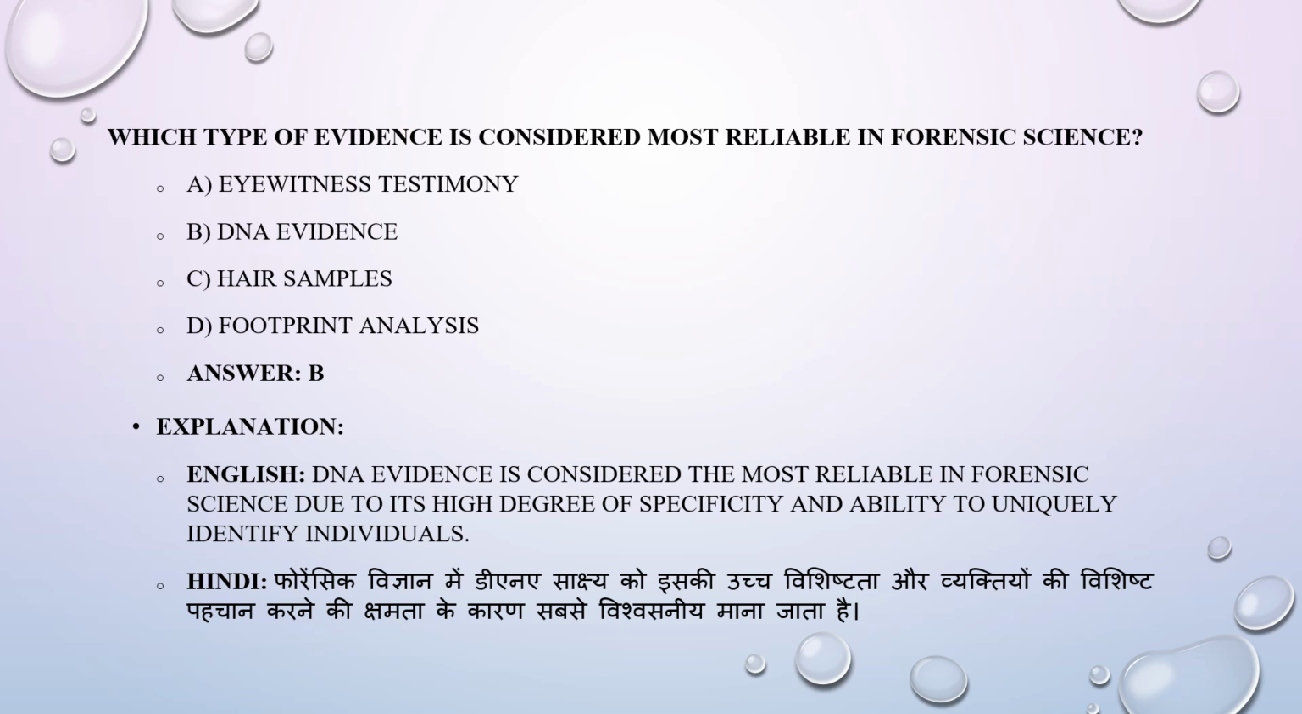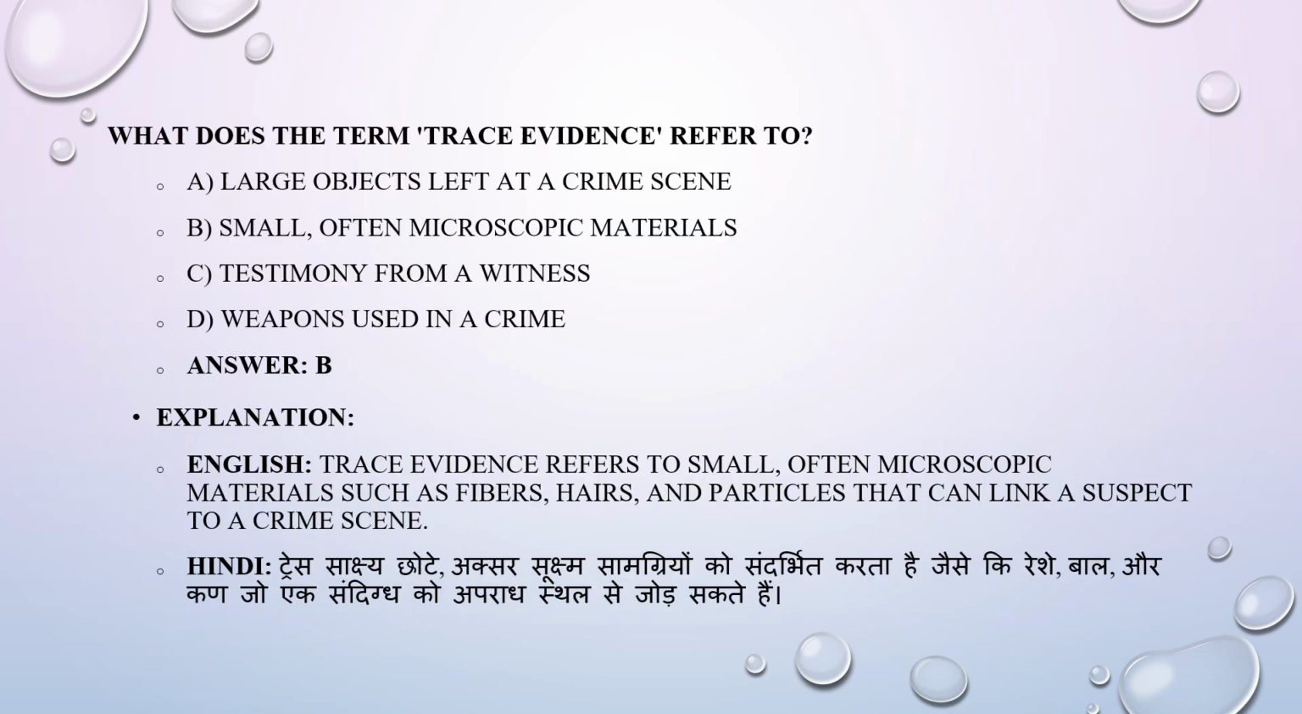Which type of evidence is considered the most reliable in forensic science? B, DNA evidence. DNA evidence is considered the most reliable in forensic science due to its high degree of specificity and ability to uniquely identify people.